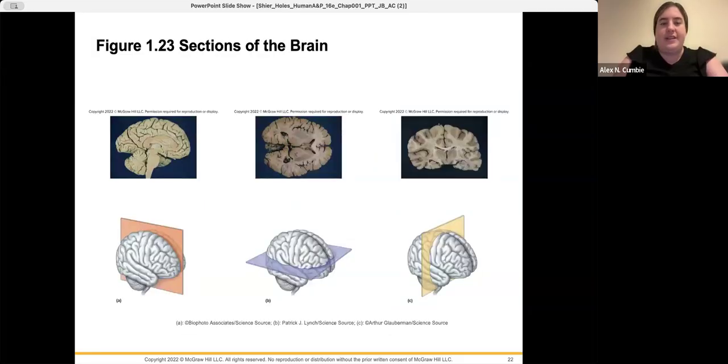We can see this for organs as well. I wanted to give you multiple examples. This one right here, separating the brain into equal left and right portions, is the mid-sagittal plane. This one, separating the brain into superior and inferior portions, is the transverse plane. And then this one, separating the brain into anterior or ventral and posterior or dorsal portions, this is the frontal or coronal plane.